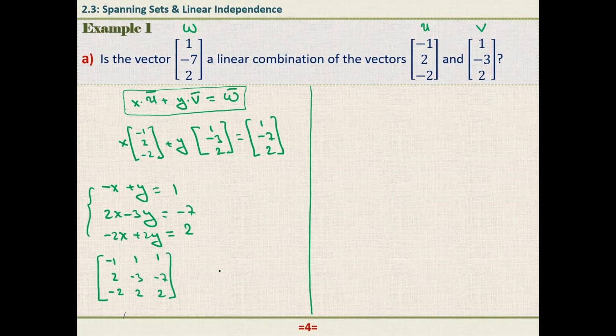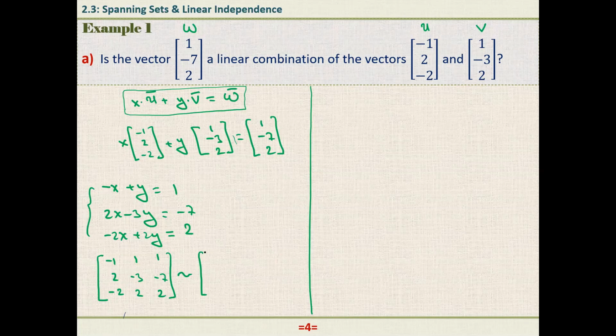So how can I do this? First, we need to reduce this to echelon form. If you notice, the first column is just the coefficients of x, that is our first vector. The second column is just the coefficients of y, that is this vector. And the third one is just W, this vector.